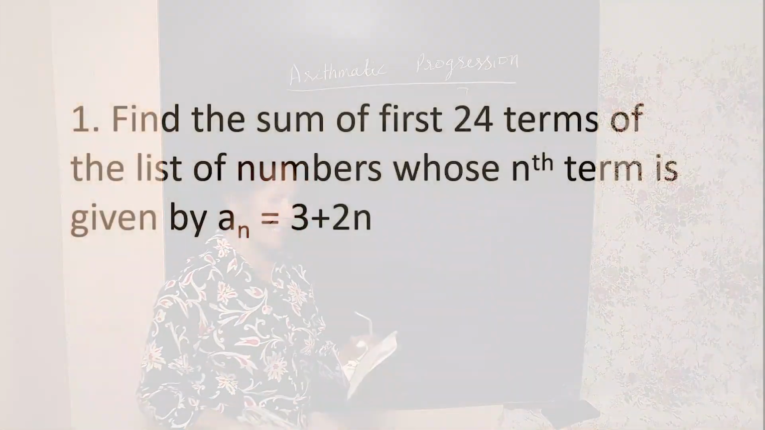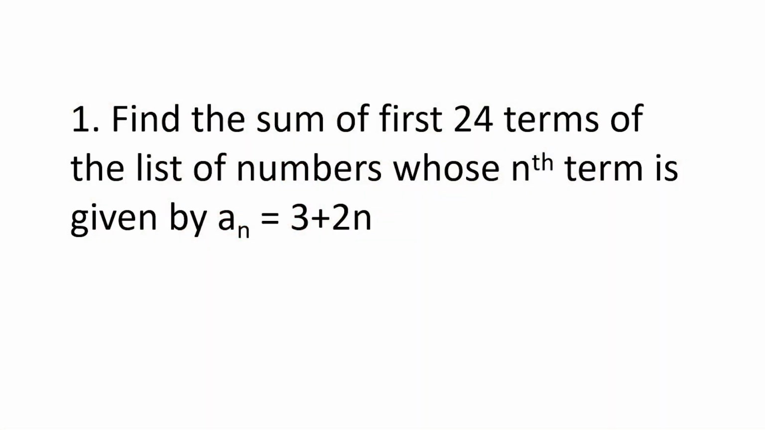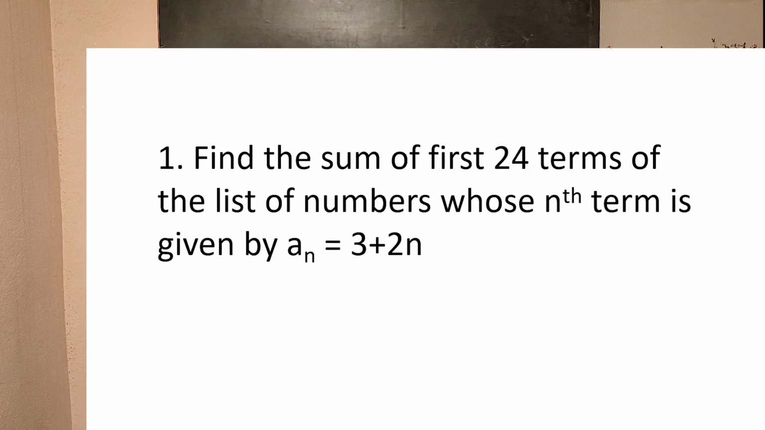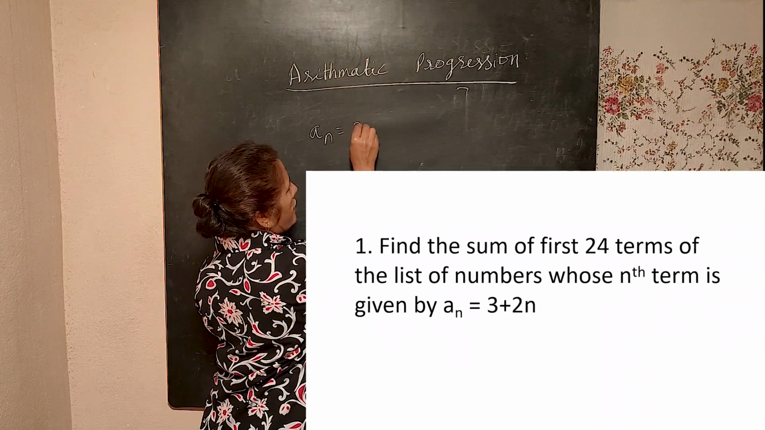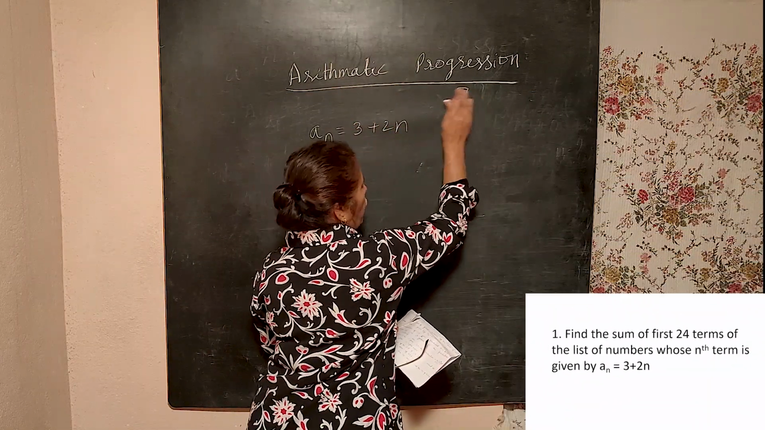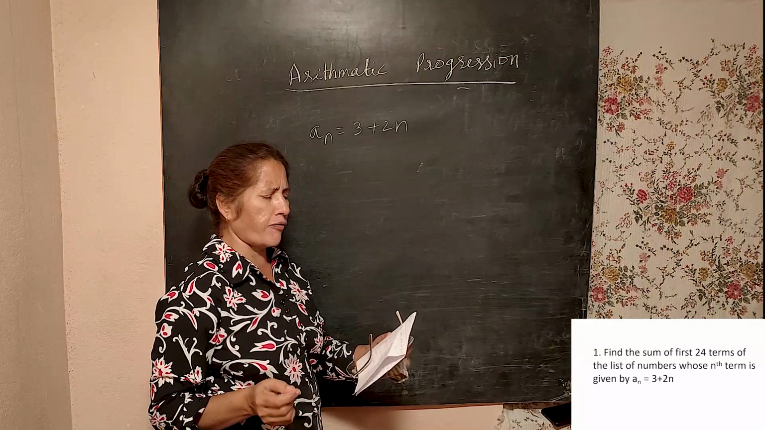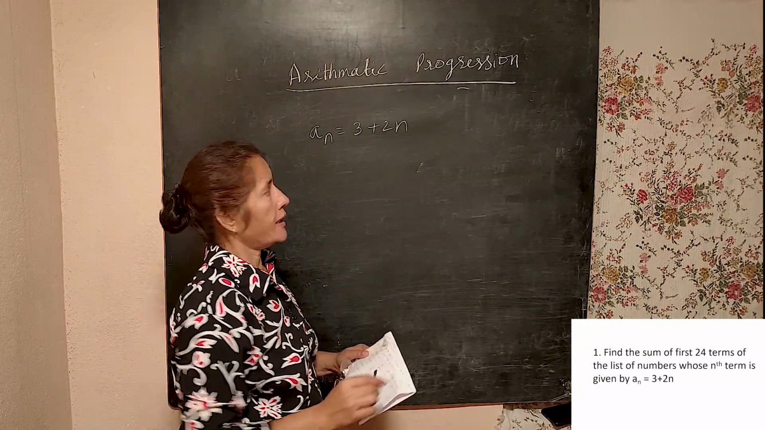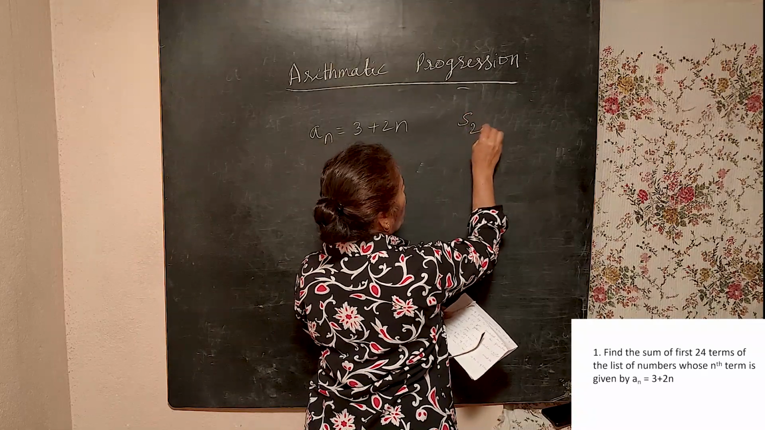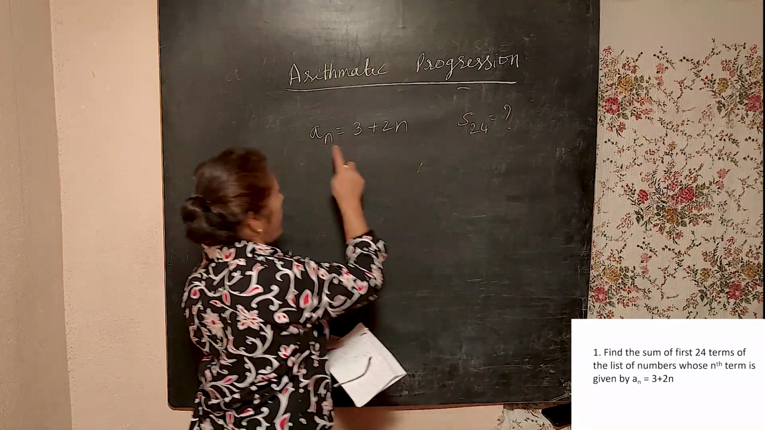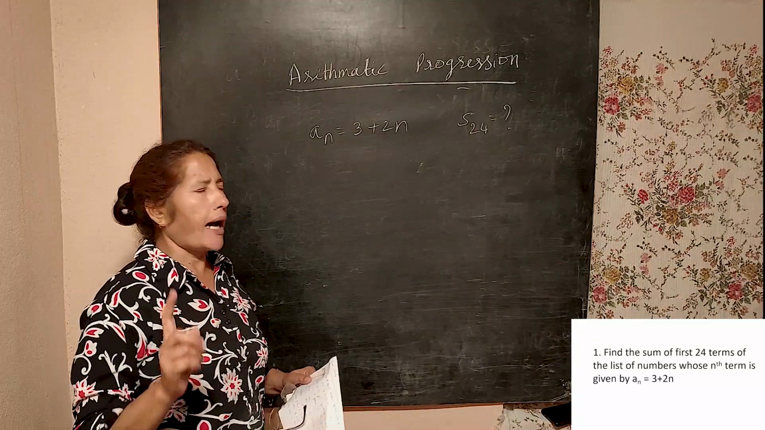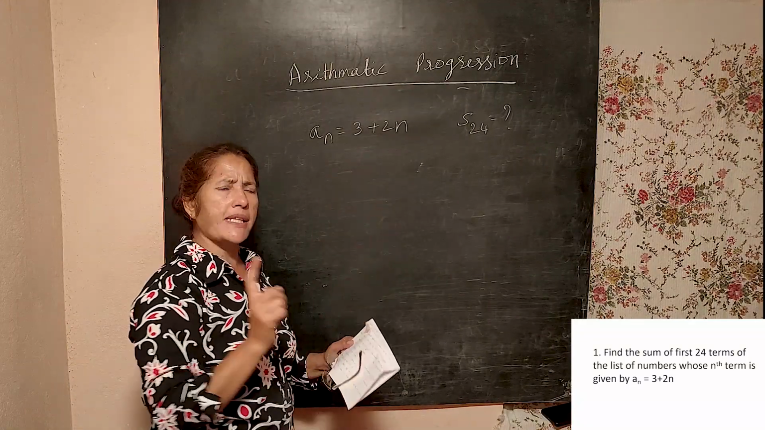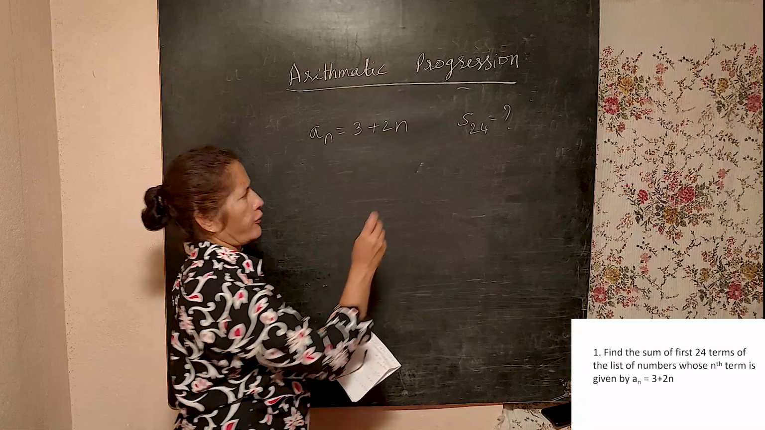The first question is, find the sum of the first 24 terms of the list of numbers whose nth term is given by an is equal to 3 plus 2n. They have given an is equal to 3 plus 2n, and the question is to find the sum of the first 24 terms. So 24 means n is equal to 24, right?